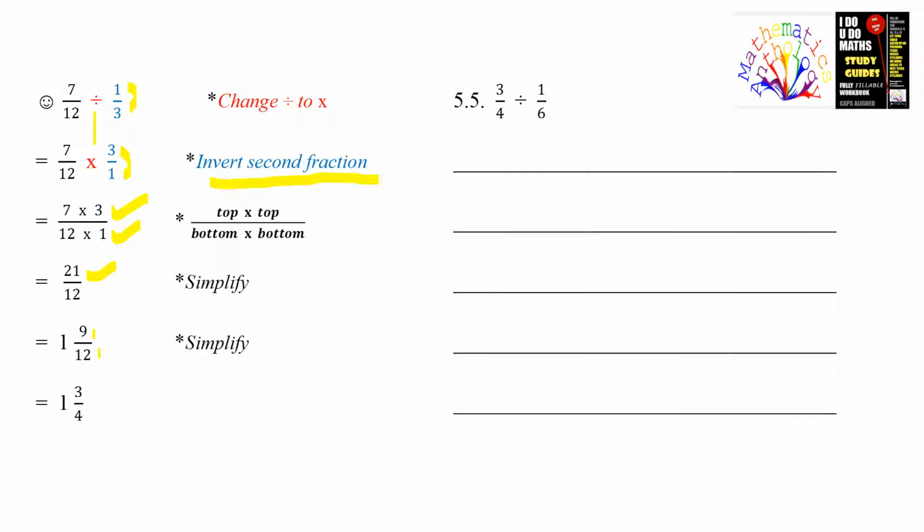9 over 12 can further be simplified. You can divide 9 and 12 both by the value of 3. So 9 divided by 3 is 3 and 12 divided by 3 is 4. So 1 and 9 over 12 can become 1 and 3 over 4. That's its most simplified form.